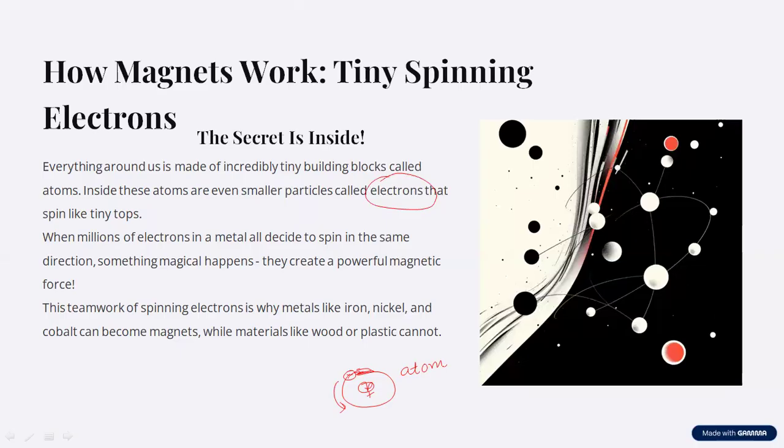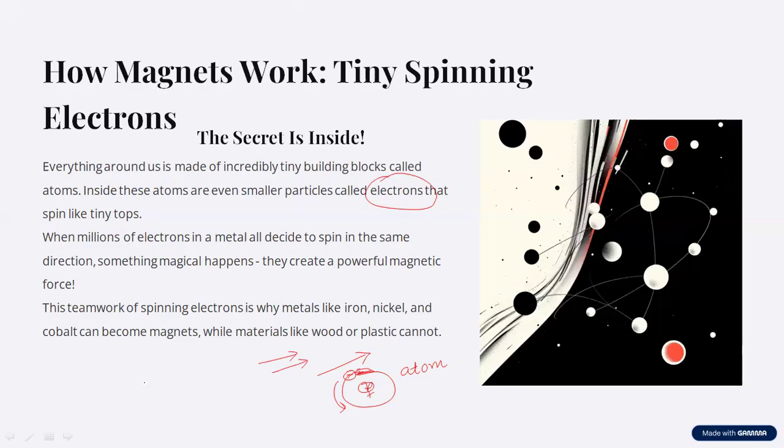And the spinning movement of electrons ultimately produces the magnetism force. Suppose this atom is producing magnetic force in this direction. If the materials are such that all the atoms are producing magnetic force in the same direction, then such materials have this property of magnetism. Why not all materials? All materials have atoms and electrons and everything, but not all the materials are showing magnetism, right?